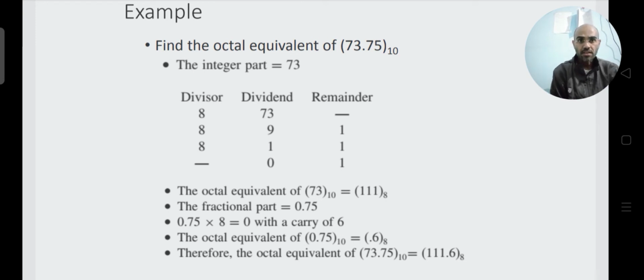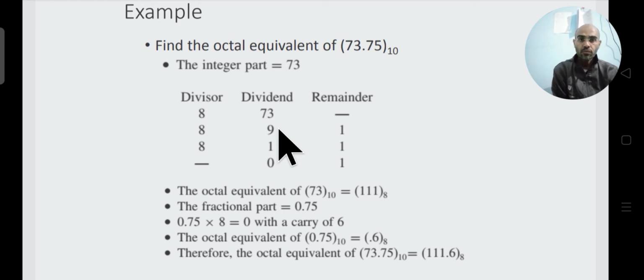Now to find the number in base 8, we have to divide the integral part of the given number by the base. So we take the integral part, which is 73. 73 divided by 8 is 9, since 8 nines are 72, and 1 is the remainder. So we note down this 1 separately. So 1 becomes our remainder, and now 9 is our new dividend.